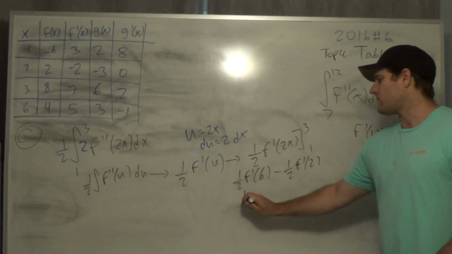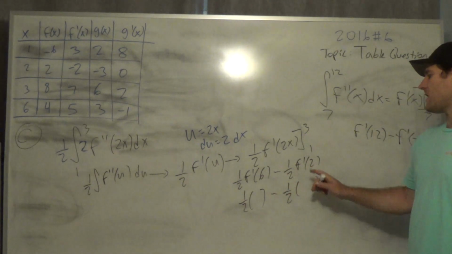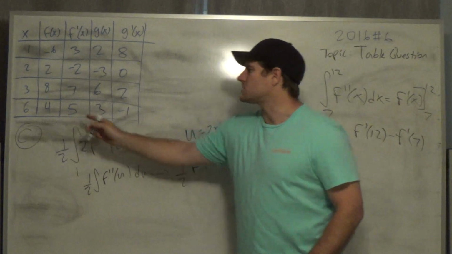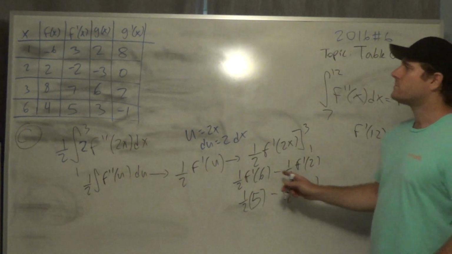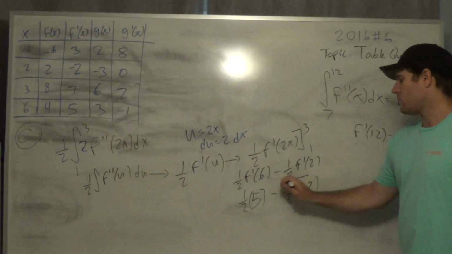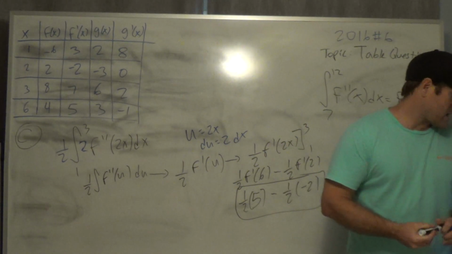And now I'm just going to look up my final answer. 1/2 of f prime 6 minus 1/2 of f prime 2. So we're going to look up f prime 6. F prime 6 is a 5. And now we're going to look up f prime 2. F prime 2 is a negative 2. And we are not simplifying that. That looks like a beautiful answer. And we are all done.